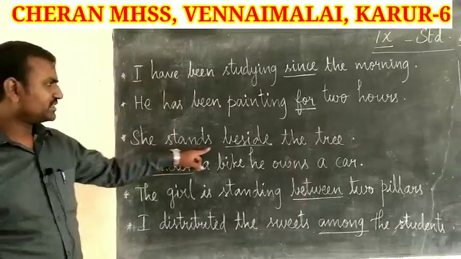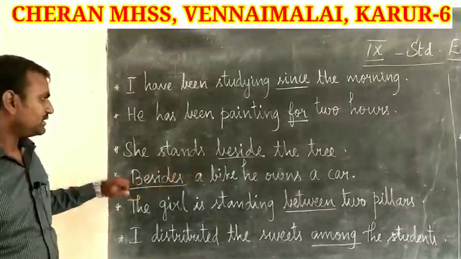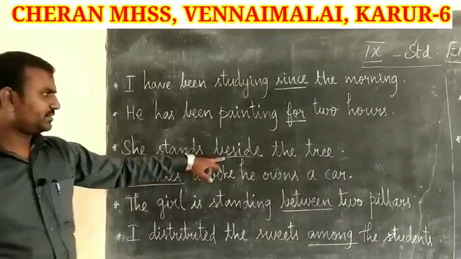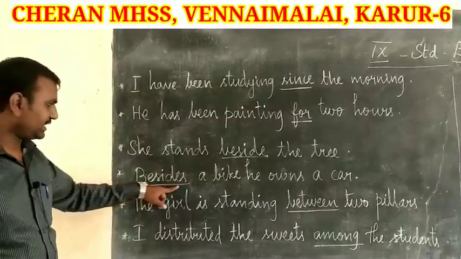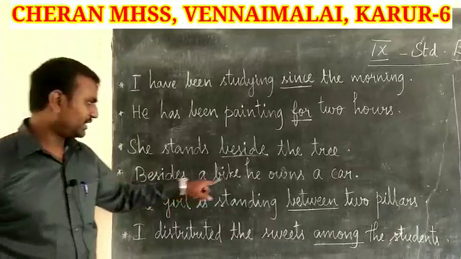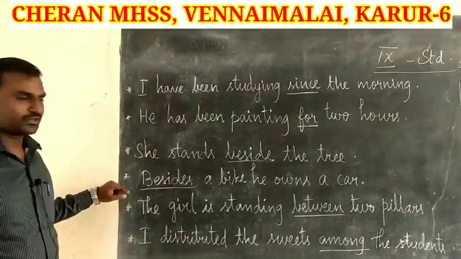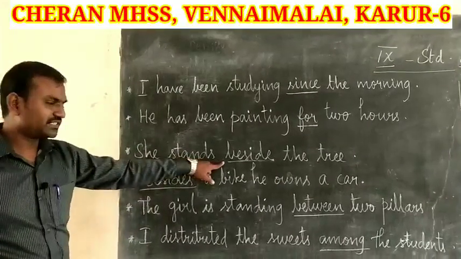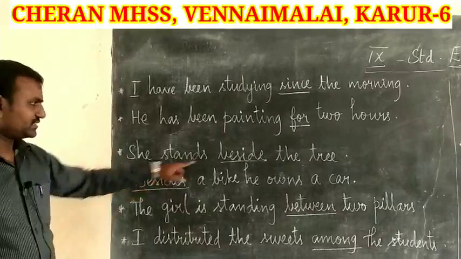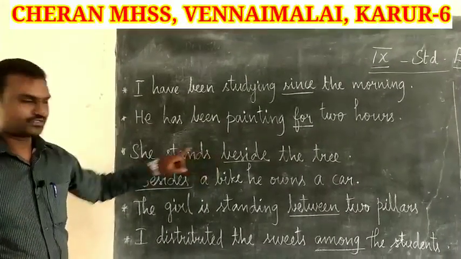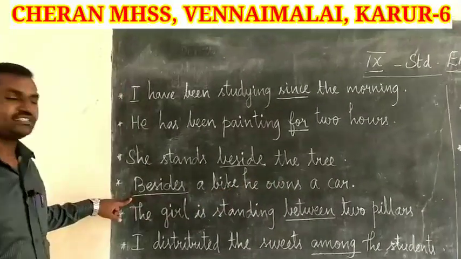He stands beside the tree. Beside means by the side of. See, she is standing beside the tree. This is by the side of. Here, besides, we have added an s here. Besides a bike, he owns a car. Here, besides means in addition to. So remember, see the difference. It is beside, this is besides. Besides means in addition to. This beside means by the side of. So remember, besides a bike, he owns a car. So besides means in addition to.